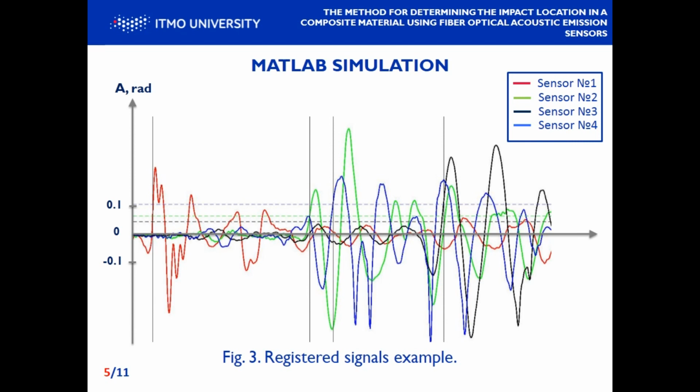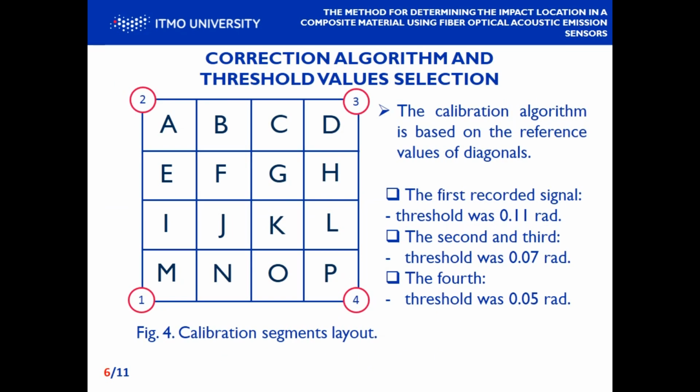And also, empirically select the most optimal threshold values for each of the recorded signals, depending on the differences in sight distances. It identifies the sector in figure 4, from A to P, in which the impact is expected. The most optimal threshold values for this experimental setup were the following. For the first recorded signal, 11 hundredths of a radian. For the second and third, 7 hundredths of a radian. And for the last, 5 hundredths of a radian. Thus, the problem of the stability of the reference algorithm was solved.